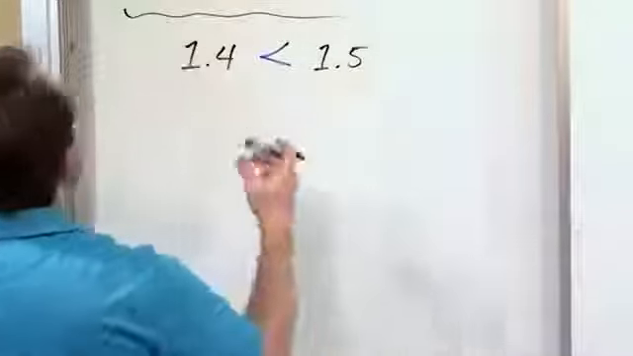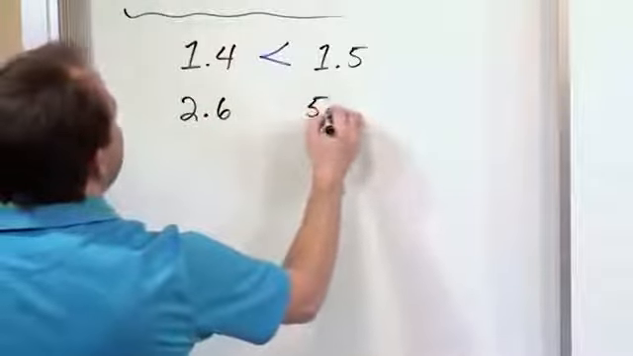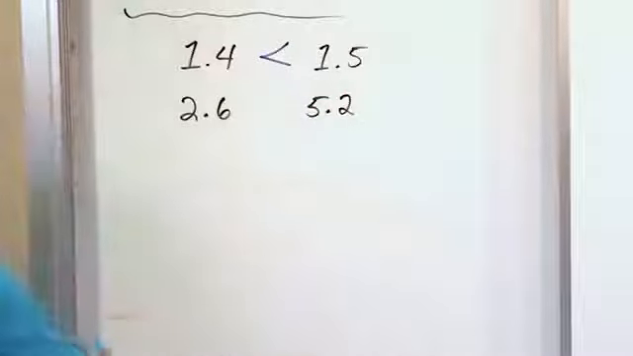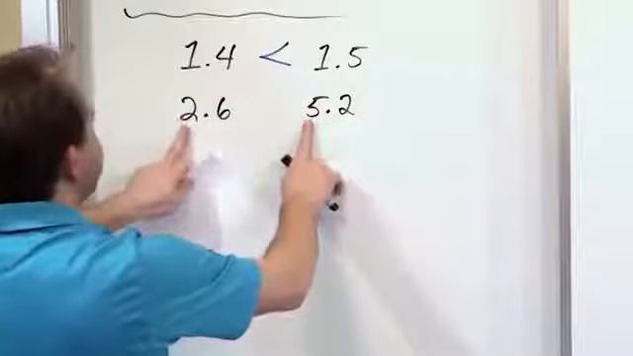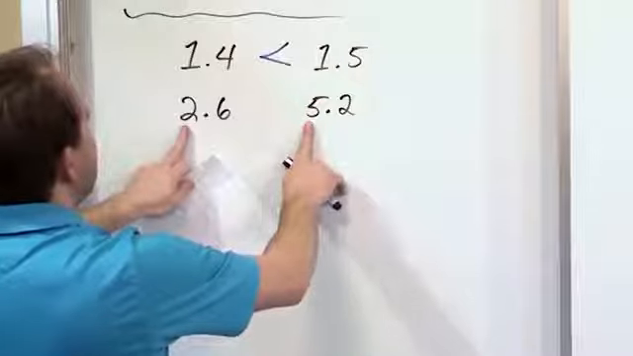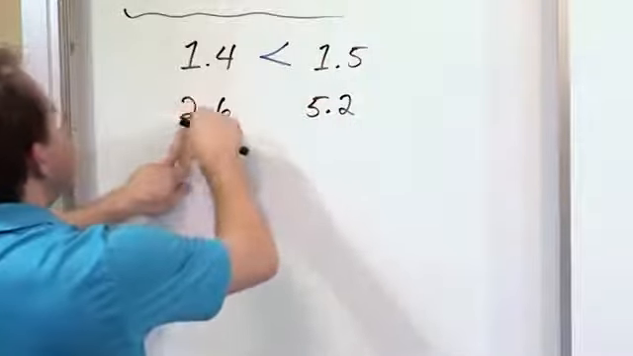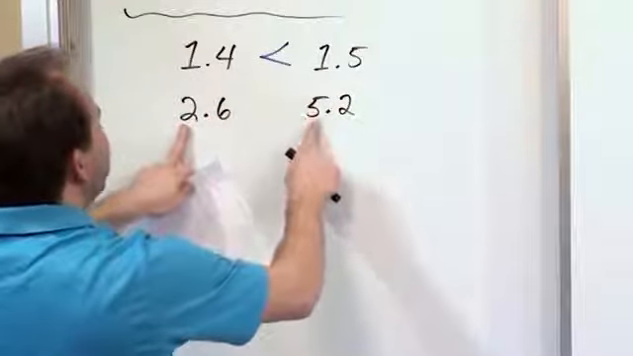What if we have 2.6 and 5.2? Which way do we go? Well, first we look at the very first digit. This is in front of the decimal. We have a 2 and a 5, right? So we could look at this digit, but it really doesn't matter because this is in the ones place. So this is worth 2. This is in the ones place also, and it's worth 5.